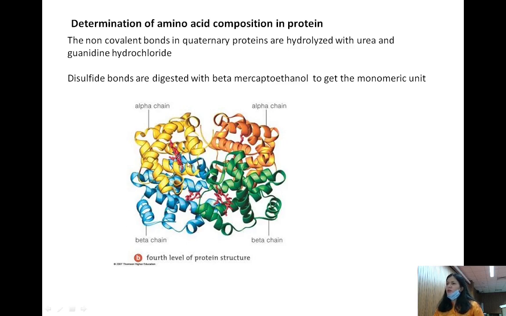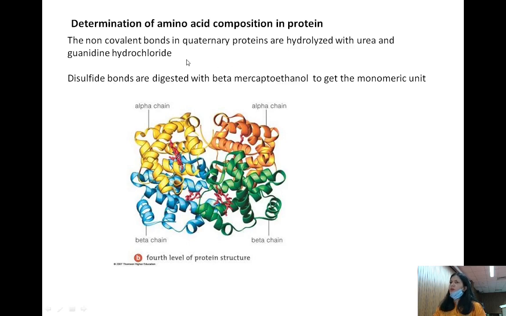Now all these polypeptide chains will be connected by non-covalent bonds, isn't it? So first you have to break these non-covalent bonds in order to separate these different monomeric units. These non-covalent bonds are broken by adding either urea or guanidine hydrochloride. And if you want to break the disulfide bond, for example in the insulin molecule, you have to add another molecule, that is beta-mercaptoethanol.